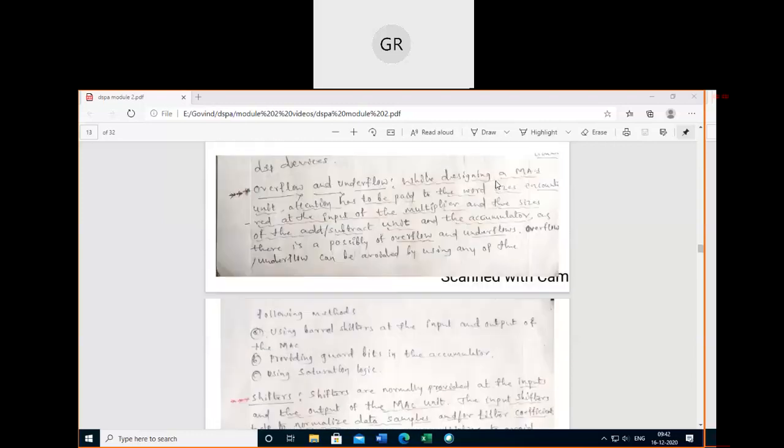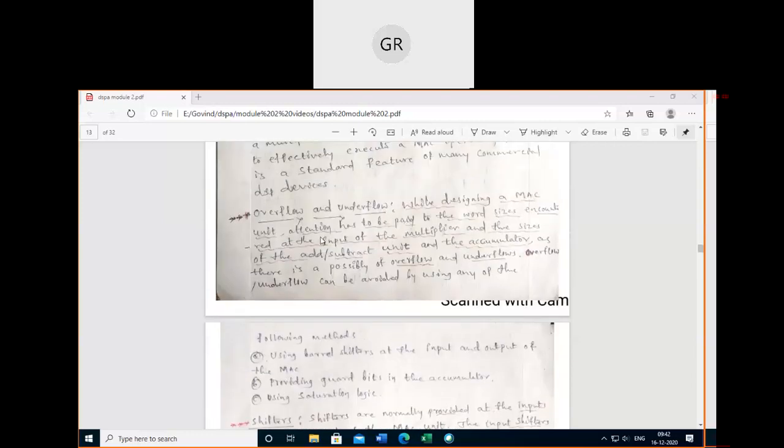While designing a MAC unit, attention has to be paid to the word sizes encountered at the input of the multiplier and the sizes of the add/subtract unit and the accumulator, as there is the possibility of overflow and underflow.